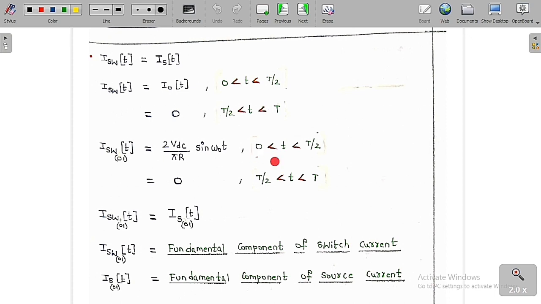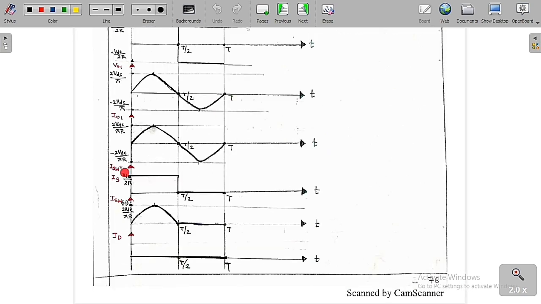Now, based on this, we are going to draw the diagrams of both. You can see clearly the switch current is equal to the source current. For 0 to T/2, its value is equal to the load current, which is V_DC/(2R), whereas for T/2 to T its value is 0, because here S1 is not conducting, only S2 is conducting, so its current is 0. Therefore, the switch current is equal to the source current.